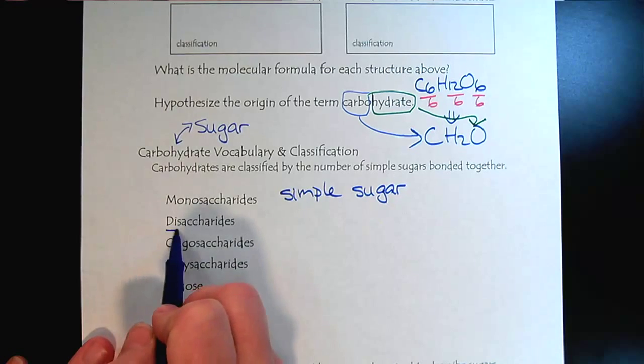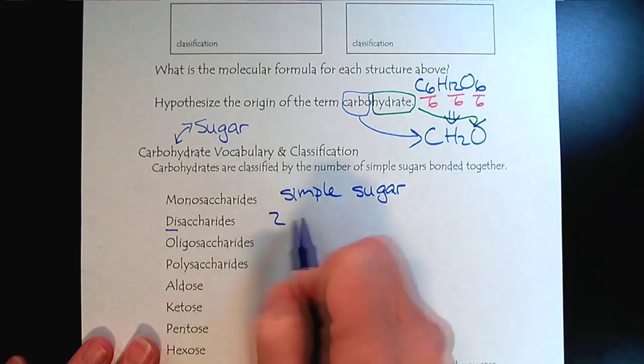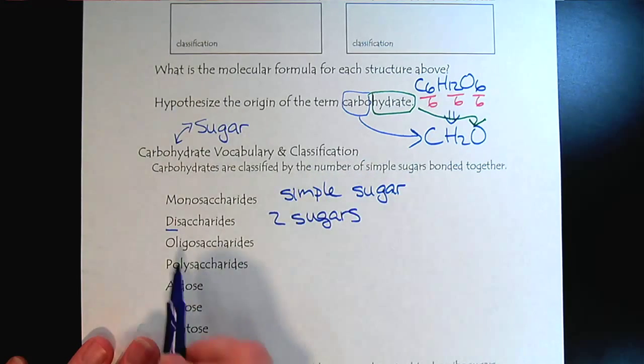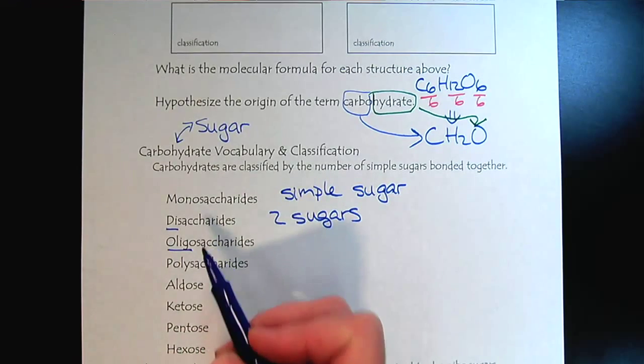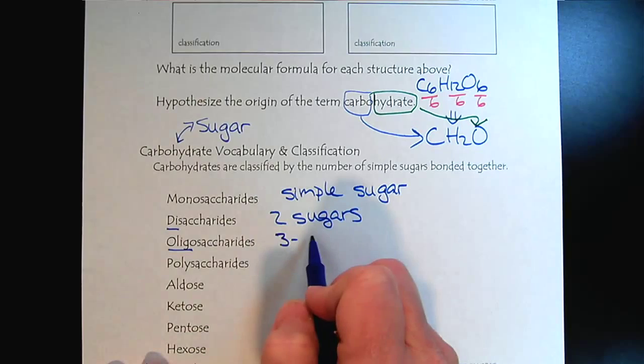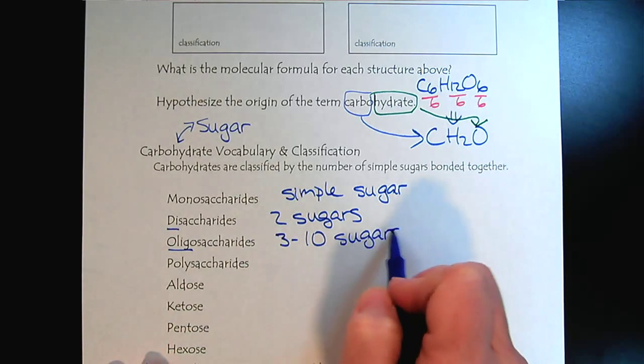And so then, pretty straightforward. A di would be two sugars bonded together. And then oligo, that depends on whose book you look in. The definition tends to go from 3 to 10 sugars bonded together.